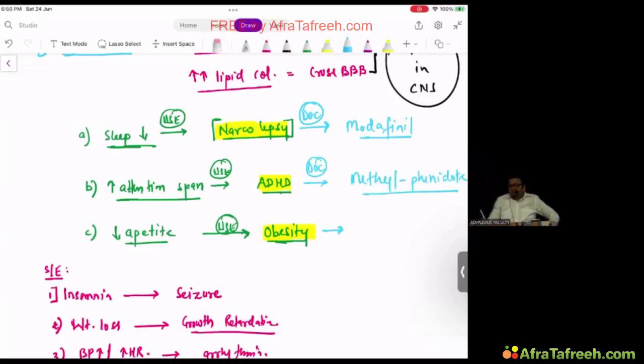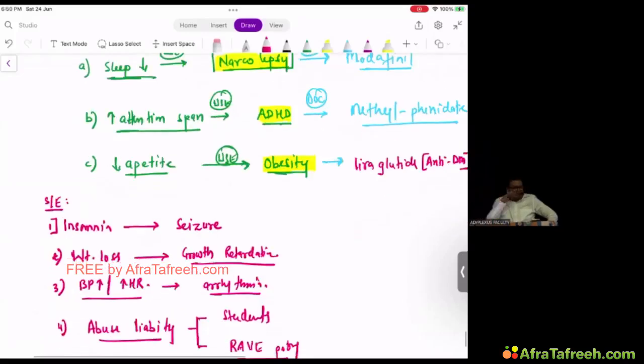There is no drug of choice for obesity, but there are three drugs that you have to remember. They are liraglutide, which is nowadays an anti-diabetic drug causing weight loss. Very important, we'll discuss in diabetes. Liraglutide. There is a drug called bupropion.